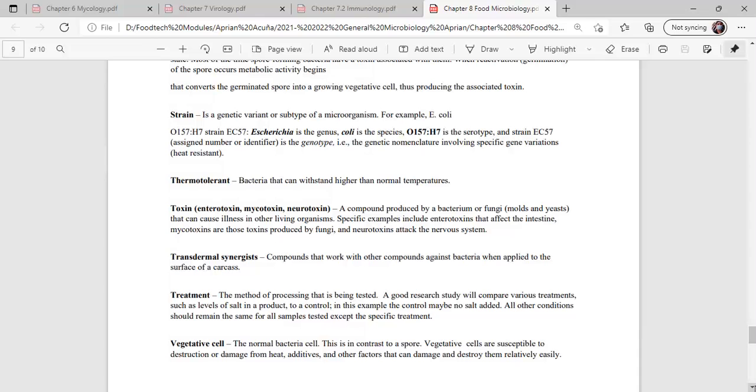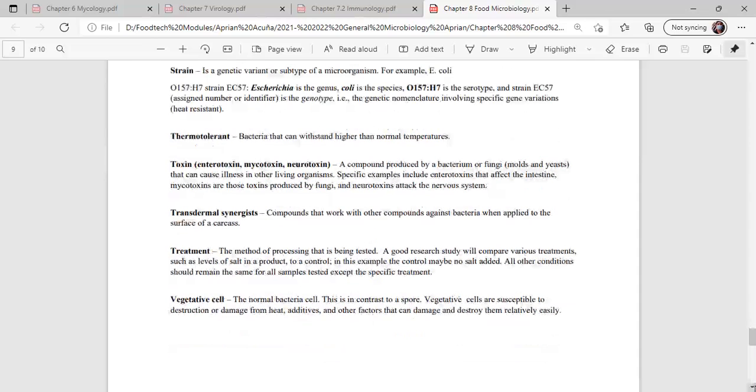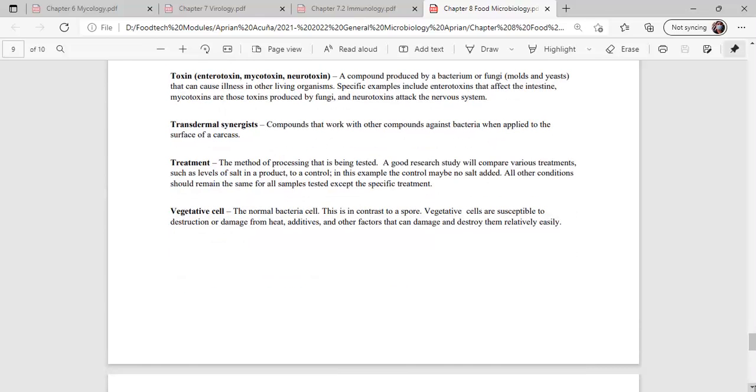Then you have your transdermal synergies, okay, compounds that work with other compounds against bacteria when applied to a surface or a carcass. Then the treatment, okay, the treatment is the method of processing that is being tested. A good research study will compare various treatments such as the level of salt in your product to control mga bacteria. In this example, the control may be no salt added and all other conditions should remain the same for the sample tested except for a specific treatment.